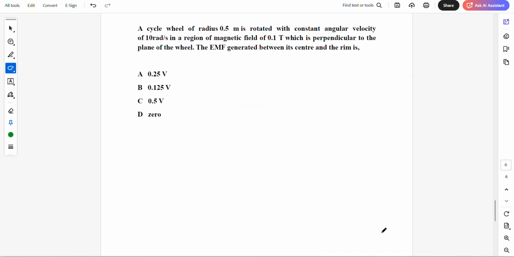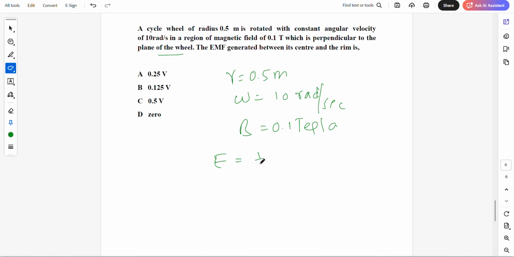Now we'll go to the next problem. What is it saying? A cycle wheel of radius 0.5. Radius you have given, that is 0.5. Rotates with constant angular velocity. Directly they have given omega, 10 radians per second. In the region of magnetic field, B is equal to how much? 0.1 Tesla, which is perpendicular to the plane of the wheel. The EMF generated, very easy. EMF generated E is equal to half B omega R square. That is equal to half into B, which is 0.1, into omega, 10, into radius 0.5 into 0.5.